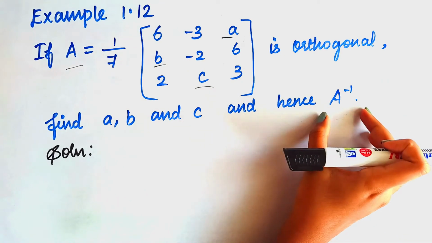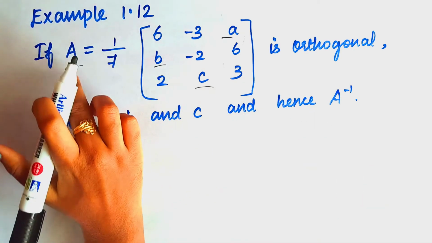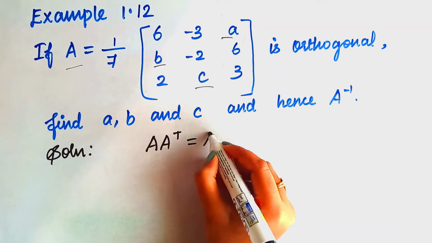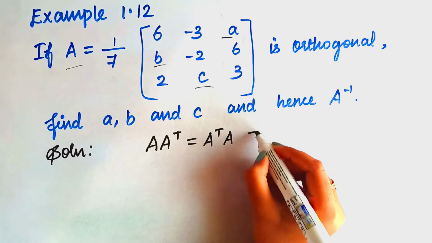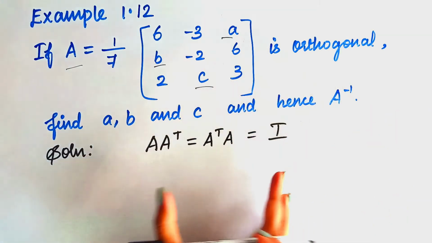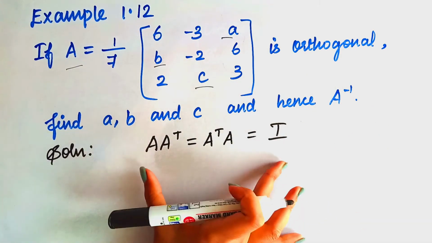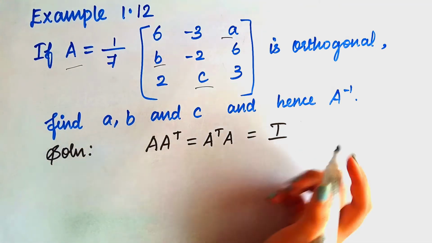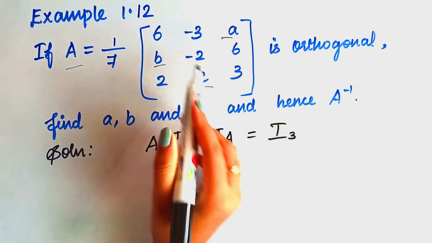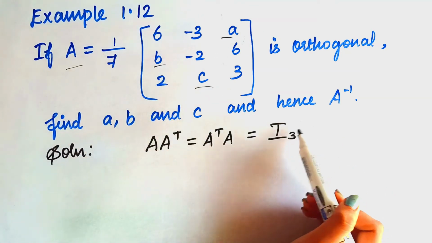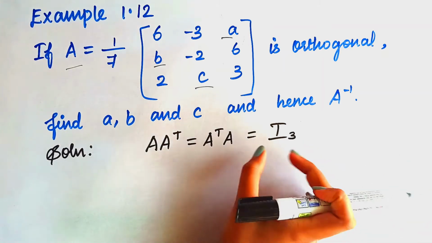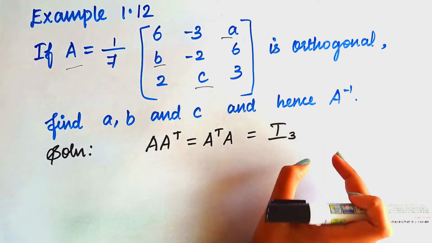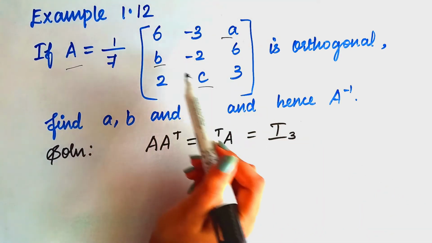Okay, so let's start. First they have said that A is orthogonal, which means A into A transpose is equal to A transpose into A is equal to I, right? So according to the orthogonal definition, we have to write the formula A into A transpose equal to A transpose into A is equal to I. Here I'm putting a 3 here because this is a 3 cross 3 matrix, so I'm putting an order 3. Which means we have to write the identity matrix in the form of a 3 cross 3 matrix, right?